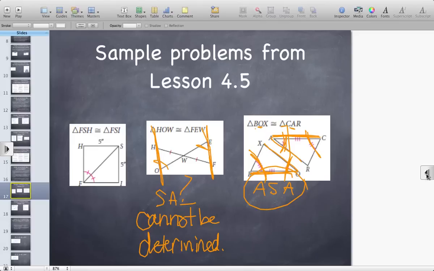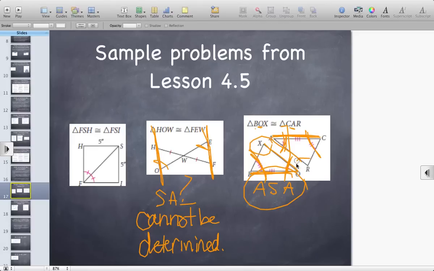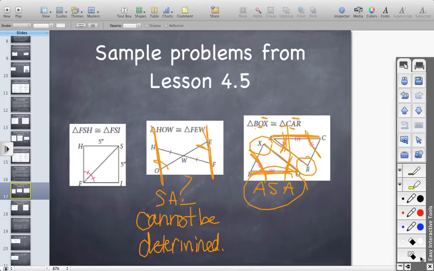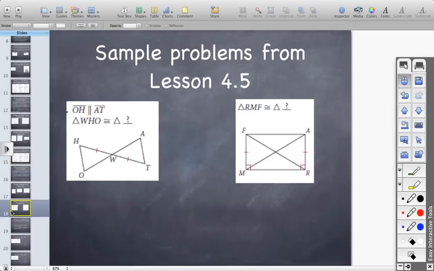So angle, side, angle gives us the shortcut. So knowing that, we know that angle X is congruent to angle R. We know that side OX is congruent to side AR. So lots more information that we're told without actually having to do a lot of the work. Let's take a look at a couple more examples.